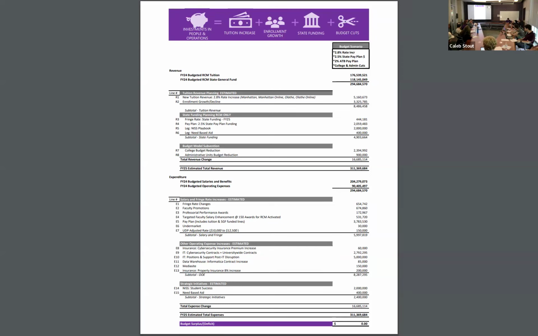The expenditures, okay. So in terms of the investment areas for next year, I mentioned the fringe rate costs, that's 600,000.